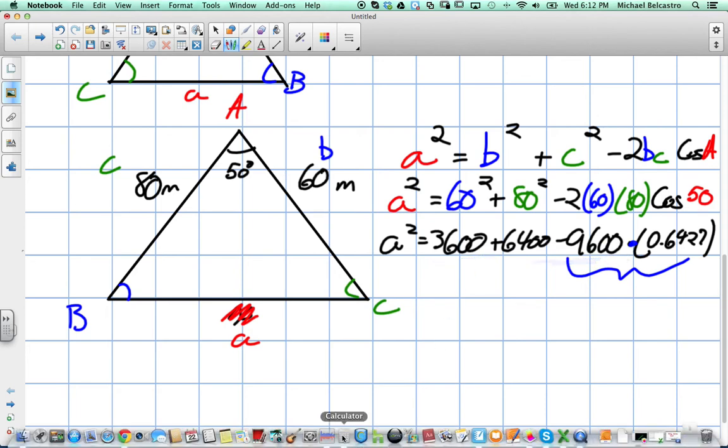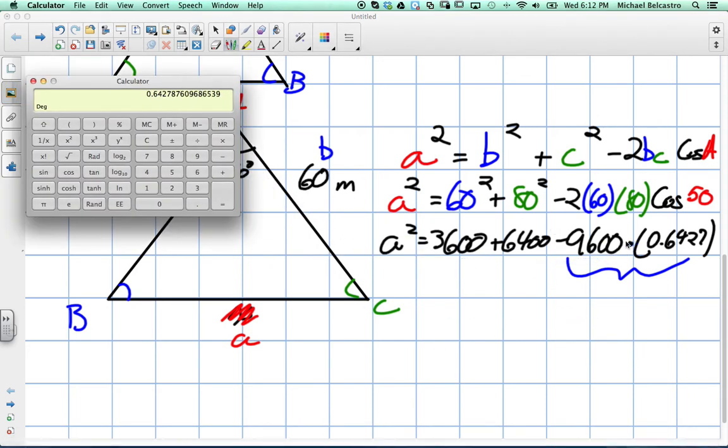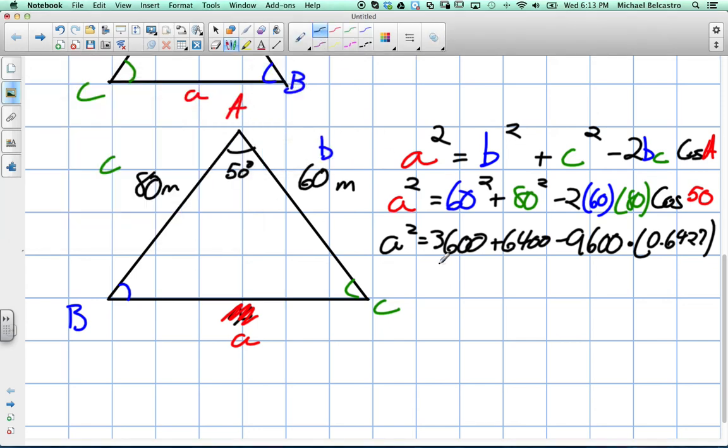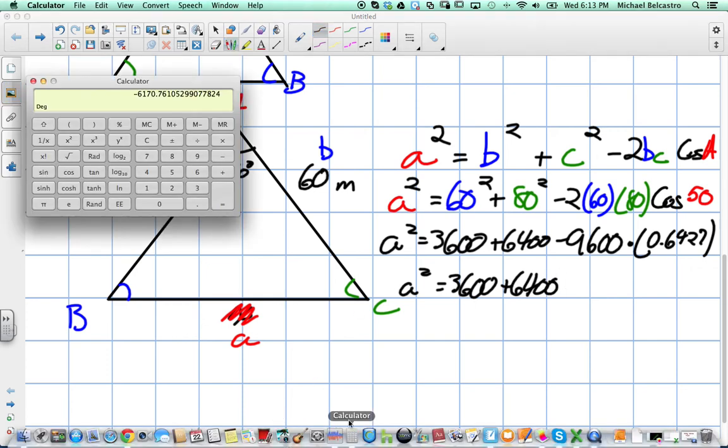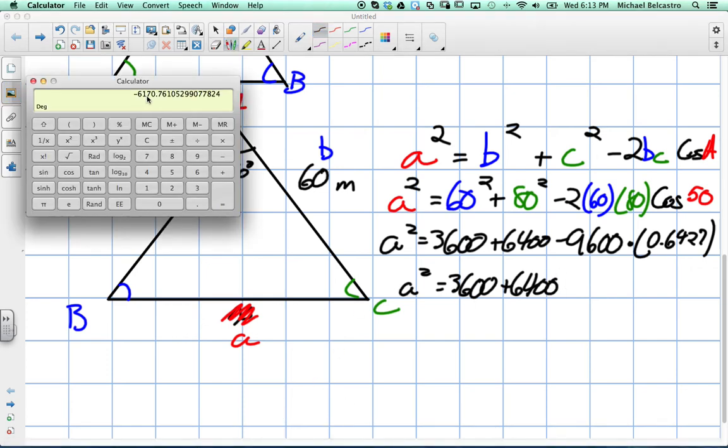So we'll take our calculator out. And that number needs to be multiplied by negative 9,600. So I'm going to leave it in there times 9,600 when it's negative. Okay, so that is equal to, and that number. So we'll repeat that number. First actually I'll write out the rest. So we have a squared. I keep the 3,600 plus my 6,400. Okay, and then my next number in my calculator is minus 6,170.76.